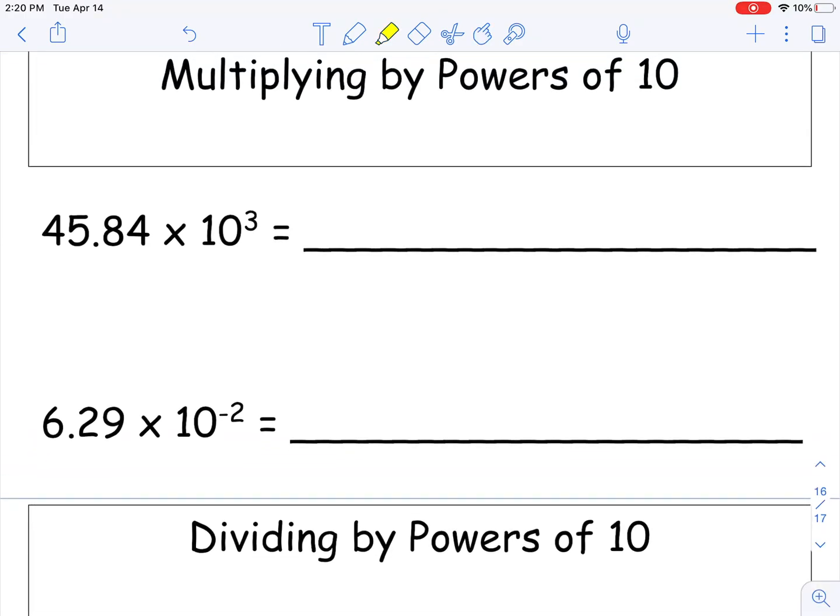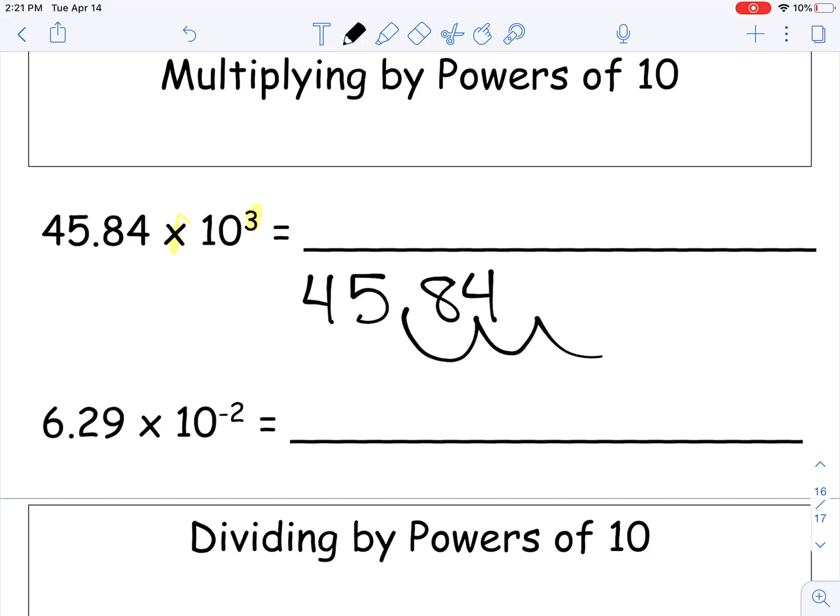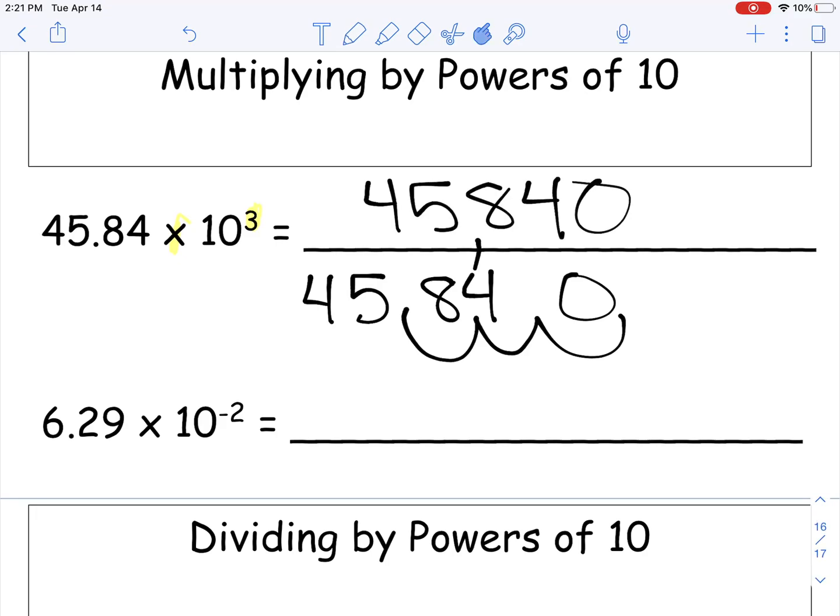Couple more. Check the sign. Positive, multiply goes to the right. Again, I'm showing my work. 1, 2, 3. 45,840.